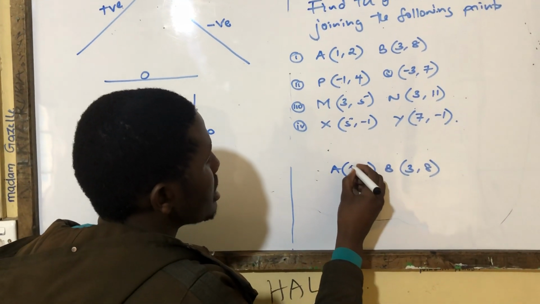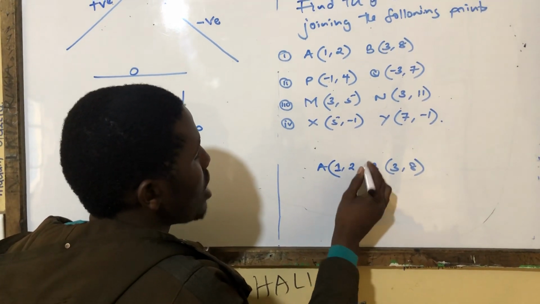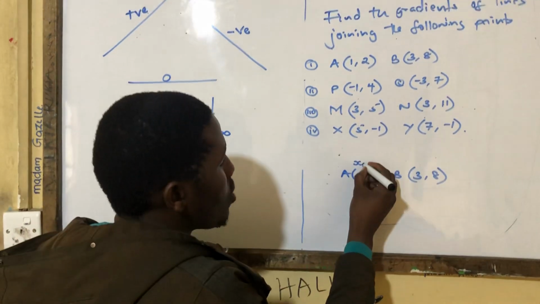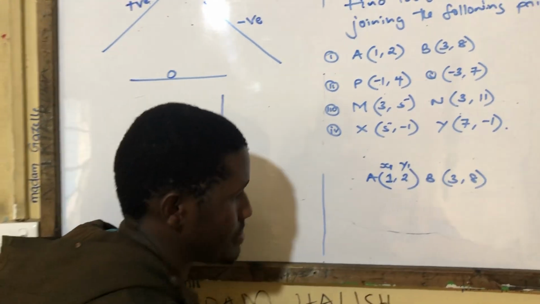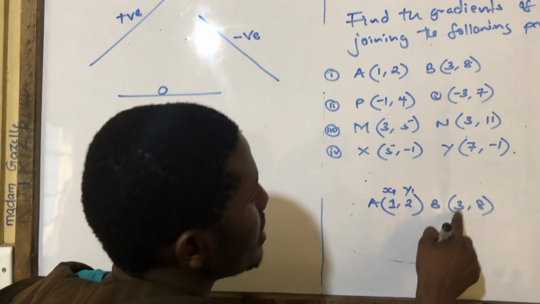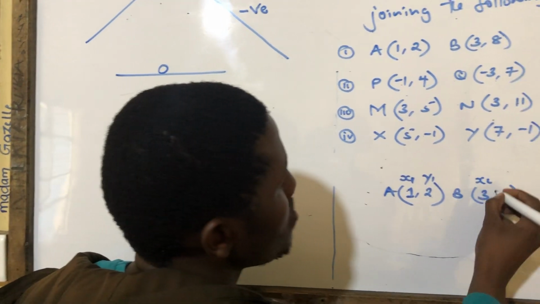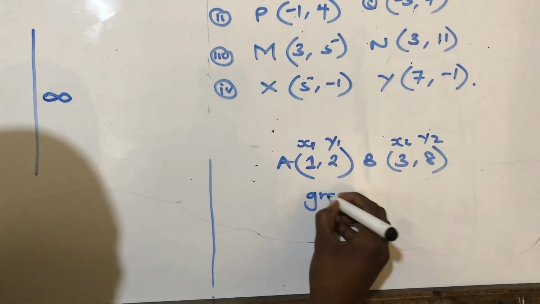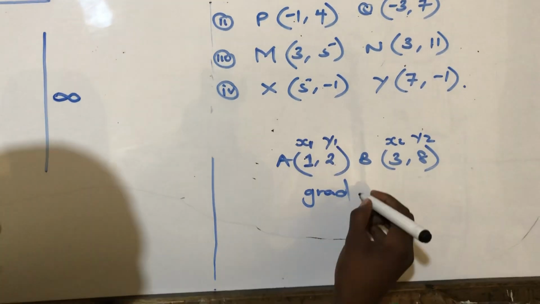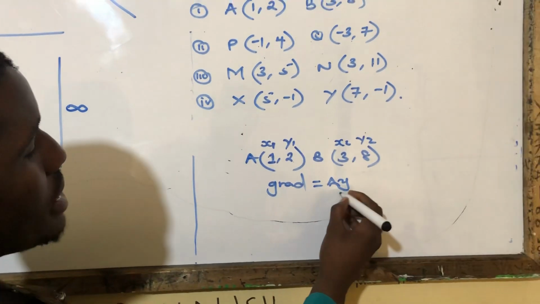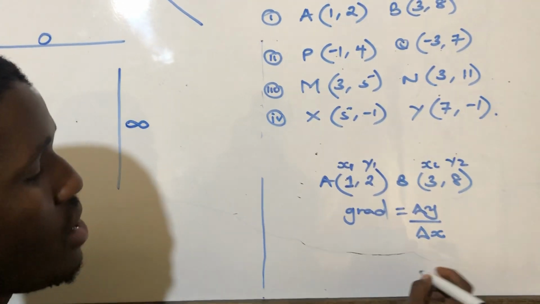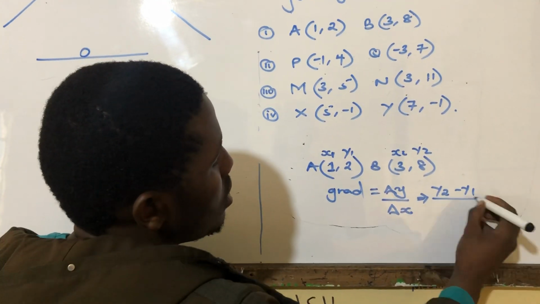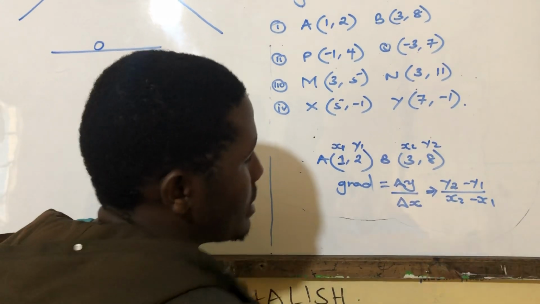So how do we label them? We know that this number is representing the x-coordinate, so I'm going to label this one as x1. Then I will label the 2 as y1. As for the 3, we will label this one here as x2, and this will be our y2. To obtain the gradient of this line, we'll take the change in y all over the change in x, where change in y means y2 minus y1 all over x2 minus x1.